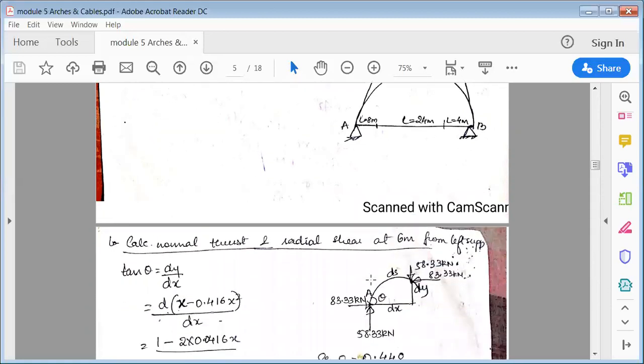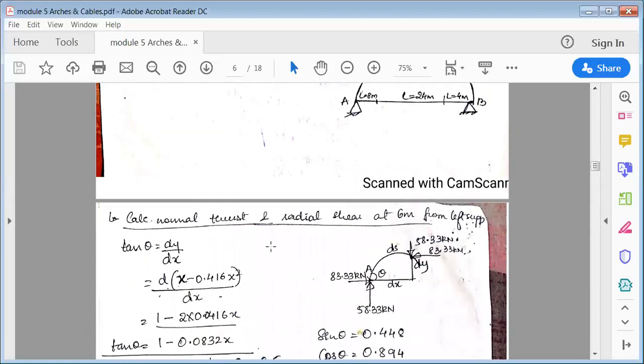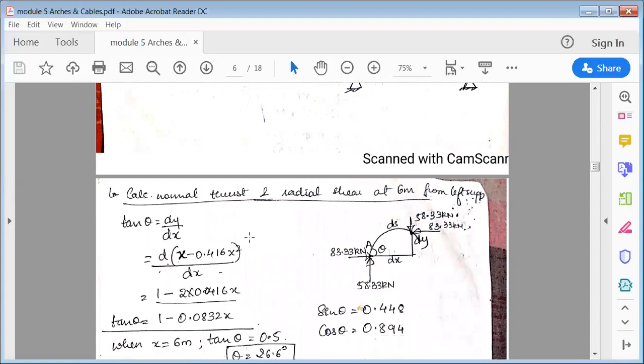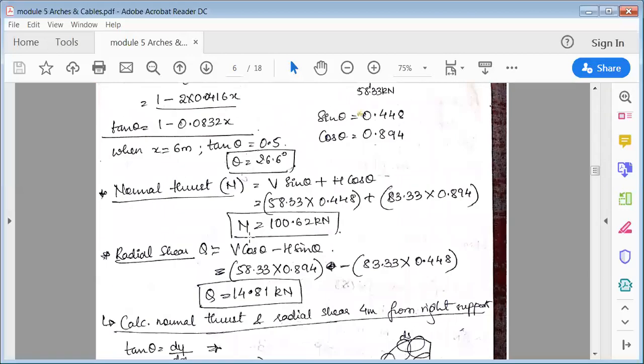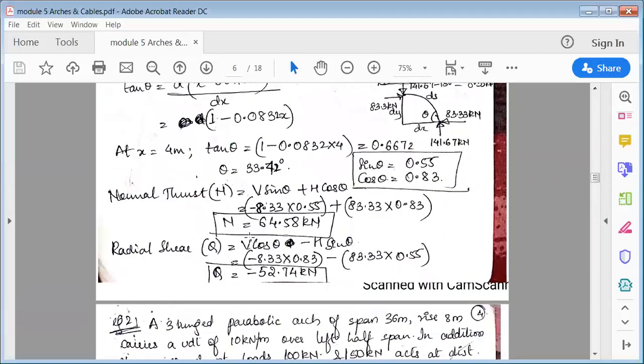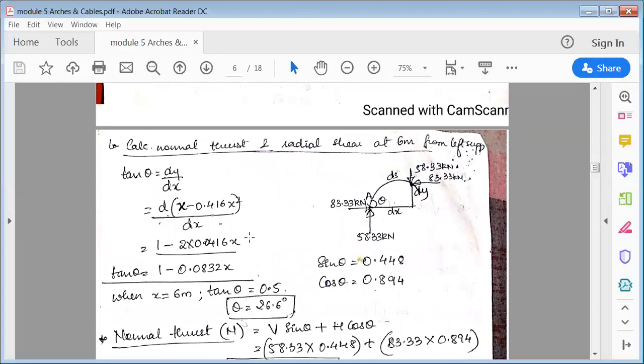Once you draw the bending moment diagram, next you have to calculate the normal thrust and radial shear. Now they've asked to find out the normal thrust and radial shear at a distance of 6 meter. Calculate normal thrust and radial shear at a distance of 6 meter from the left support. Only from the left support you have to find out. So to calculate this, we are again interested in y.